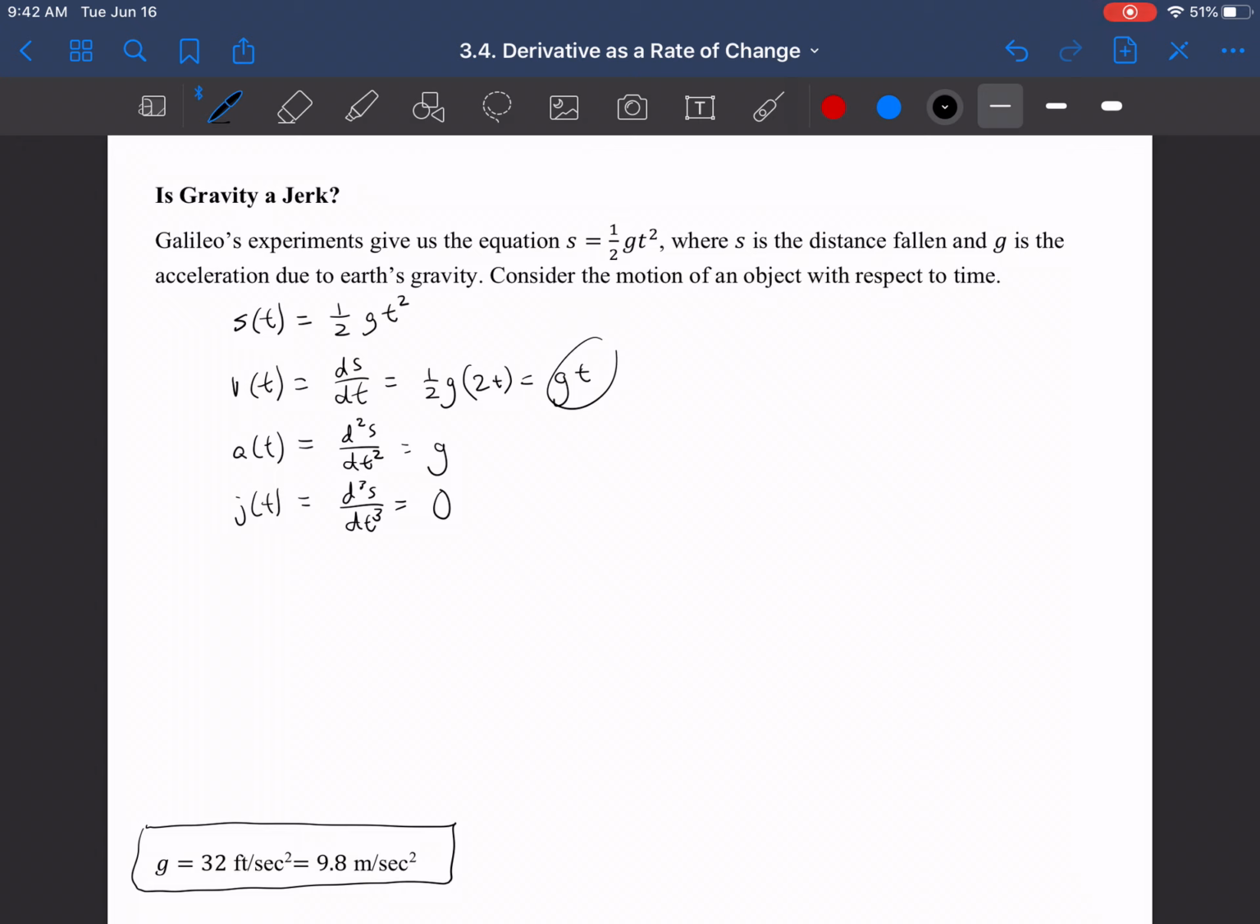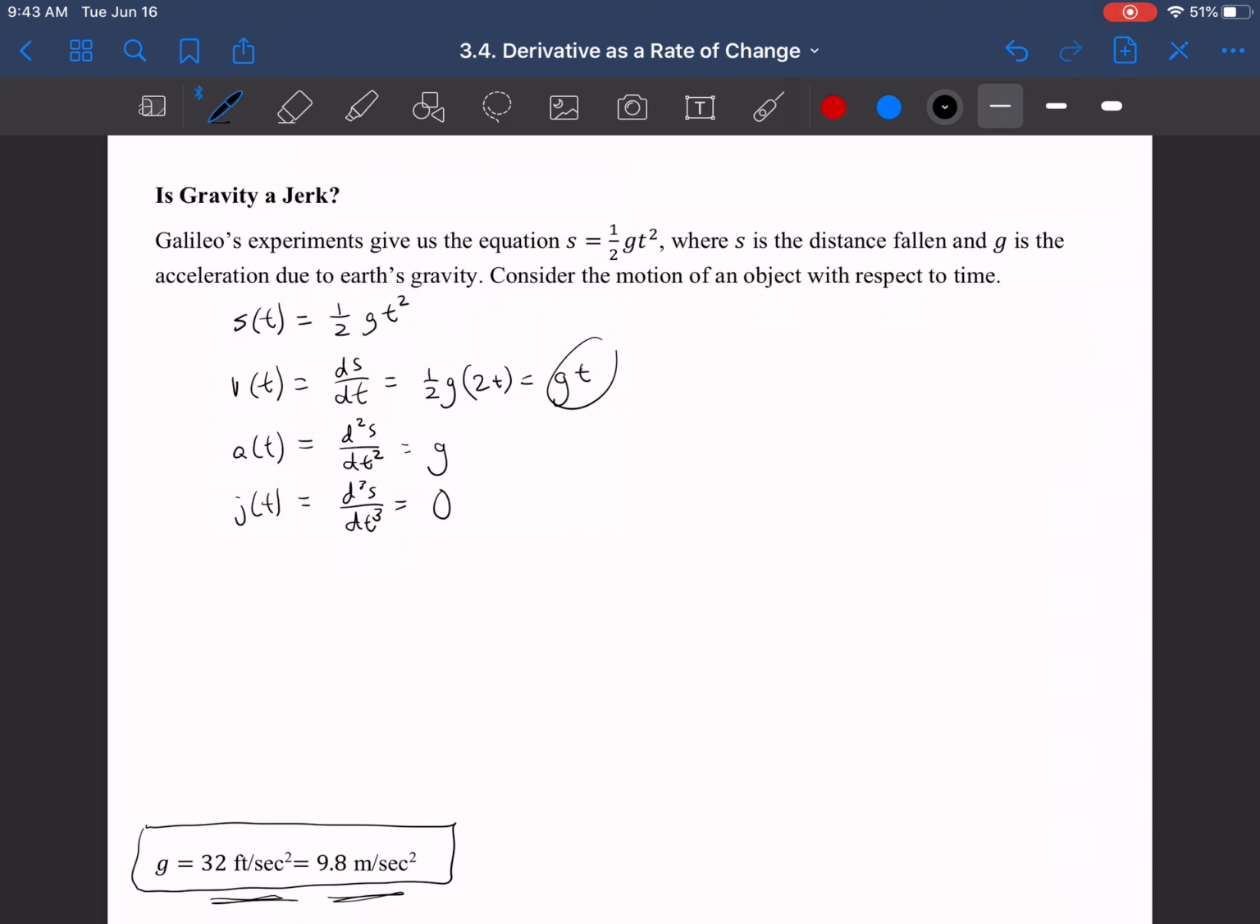So if you look at this, you could say I dropped something from the top of a high building. How fast is it going after 1 second? Well, after 1 second, it's going to pick up 32 feet per second, or 9.8 meters per second. So after 1 second, you can either say it's going 32 feet per second, or you can say it'll be going 9.8 meters per second.